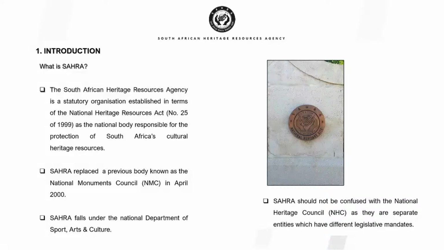And as some of you may know, SAHRA replaced what was called the National Monuments Council in 1999. In the following year, SAHRA is 26 years old, and it is under the National Department of Sport, Arts and Culture. It's important to point out that SAHRA should not be confused with the National Heritage Council. It's a sister entity that is also under the Department of Sport, Arts and Culture, but has a different legislative mandate from SAHRA. So SAHRA is the regulatory authority, and the only regulatory authority, when it comes to administering the Act.